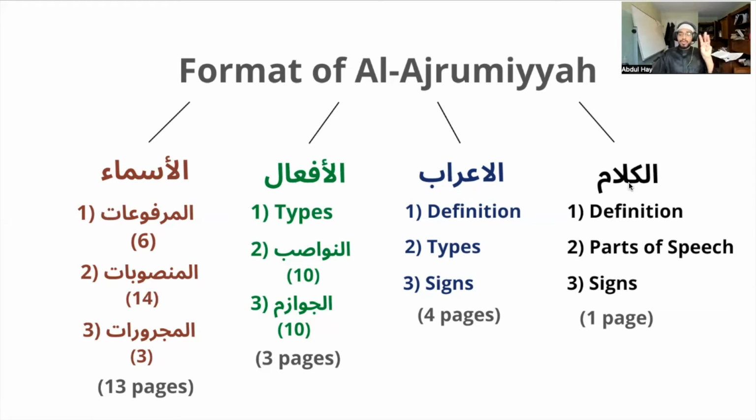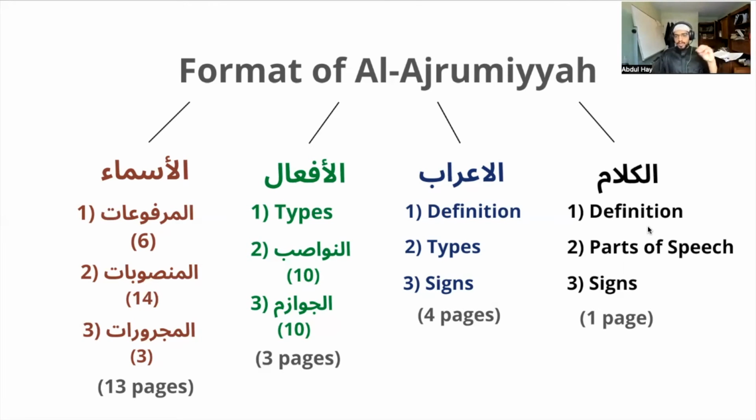Al-Kalam is made up of 3 parts, or in the chapter of Al-Kalam, Ibn Ajrum pretty much addresses 3 different things. He addresses the definition of al-kalam. What is the definition of speech in the Arabic language? What's meant by Arabic speech? He defines that. Then after that, he goes over the 3 different parts of speech. So al-kalam is made up of 3 different parts. Then finally, he talks about the different signs for every single part of speech.